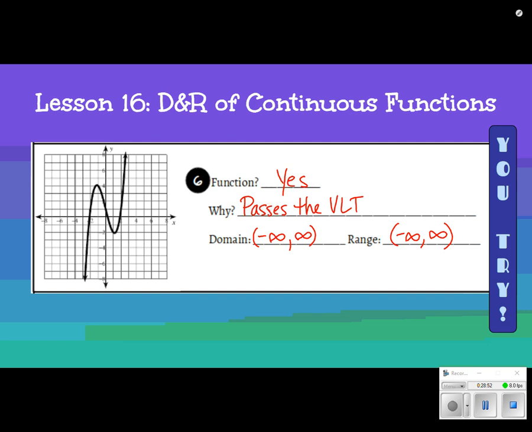Let's see if you got your inequality notation down. Throw an x in between a negative infinity and a positive infinity. And then for your range, throw a y in between a negative infinity and positive infinity. Pay attention to your inequality symbols. Do they look right? Okay, let's go and look at number 7.